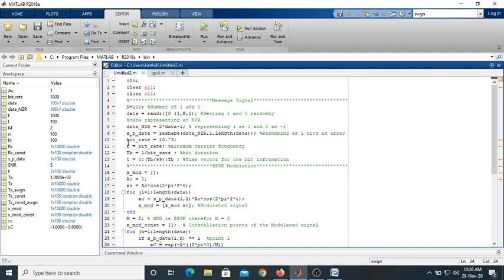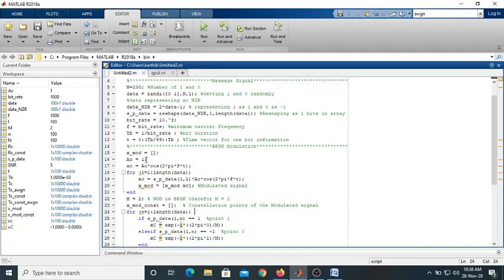So simply I have taken a carrier frequency of 1 kHz or 1000 Hz. Now here this is the carrier. So AC equal to 1 means the carrier amplitude is equal to 1. So x equal to AC cos 2 pi ft. So 2 pi f means how much? Bit rate, that is equal to 1 kHz.